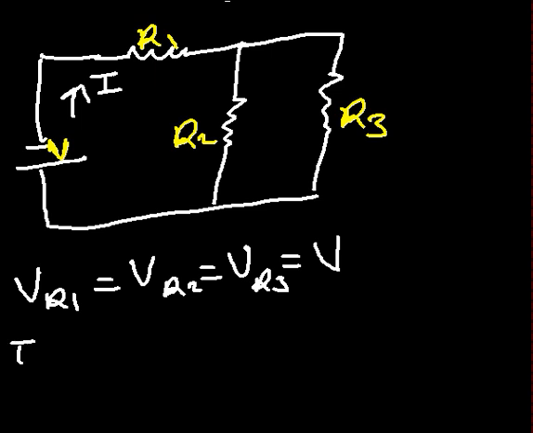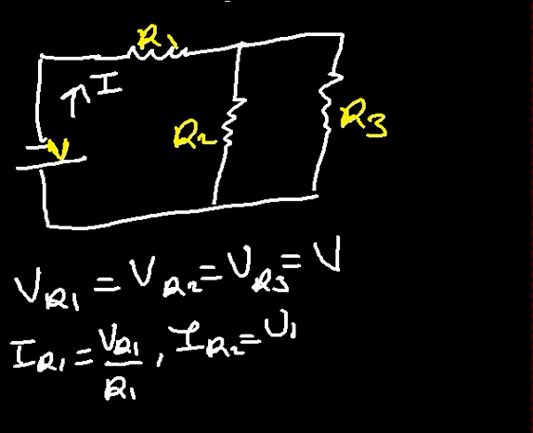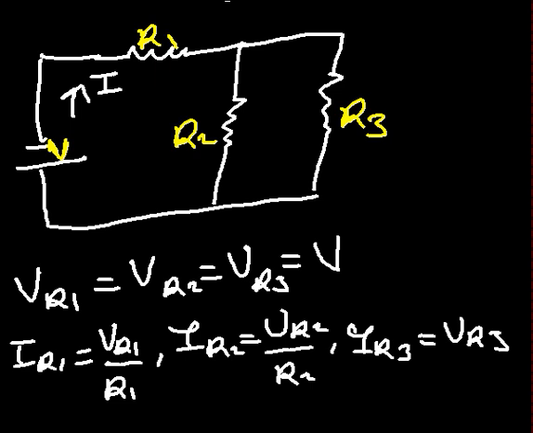So what is the current across the R1 resistor according to Ohm's law? So now I'll have it as VR1 divided by the resistor 1. And I'll have the current across the R2 resistor. We'll have it as the voltage across the R2 resistor divided by R2. And what is the current across the R3 resistor? We'll have it as VR3 divided by R3. So that is the principle behind it.